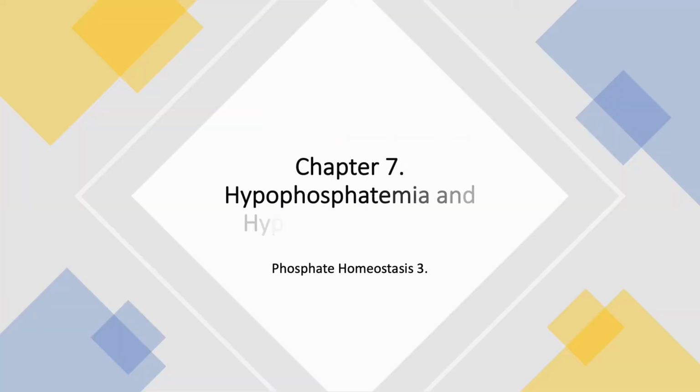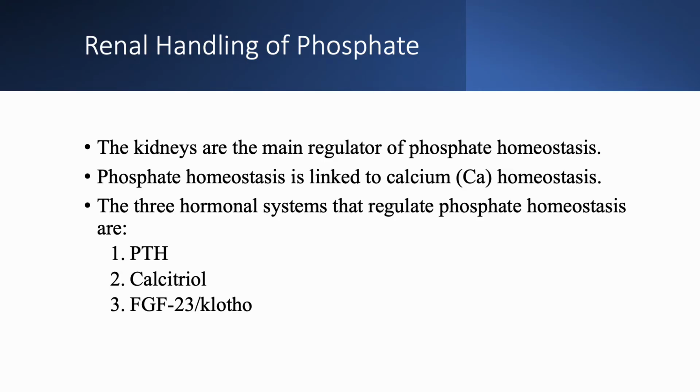We are still on Chapter 7, Hypophosphatemia and Hyperphosphatemia. Today we are going to finish phosphate homeostasis. So this is part 3 of phosphate homeostasis. Like we said before, the kidneys are the main regulators of phosphate homeostasis, and we have 3 hormonal systems acting to regulate phosphate: the parathyroid hormone, calcitriol, and FGF23/klotho.